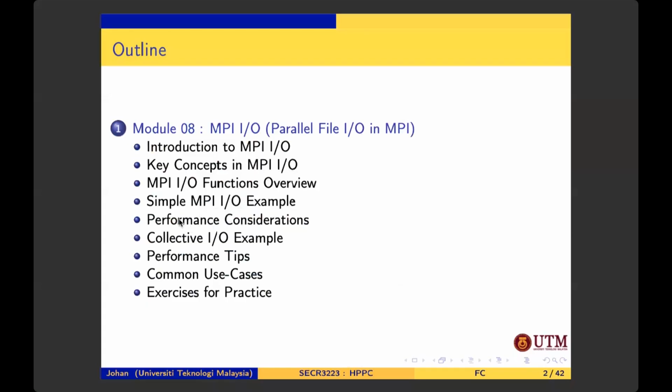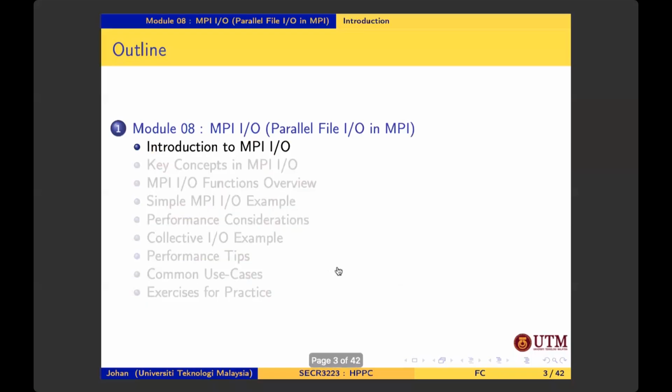and performance consideration, okay? Because normally we use MPI to evaluate the performance and so on. And then collective IO example, some performance tips, common use cases, and also exercises for practicing. So some examples related to parallel file or parallel IO.